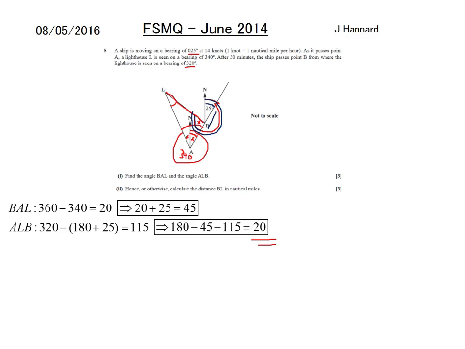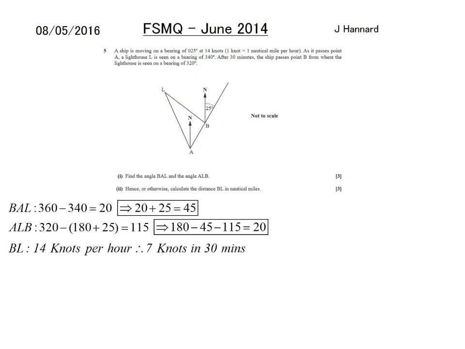Then part 2 is, hence or otherwise, calculate the distance BL in nautical miles, and just to aid with this, I am going to erase all the ink on the slide. So BL at 14 knots per hour, because it told us here. That means 7 knots in 30 minutes, and we're told that it's at the point B in 30 minutes.